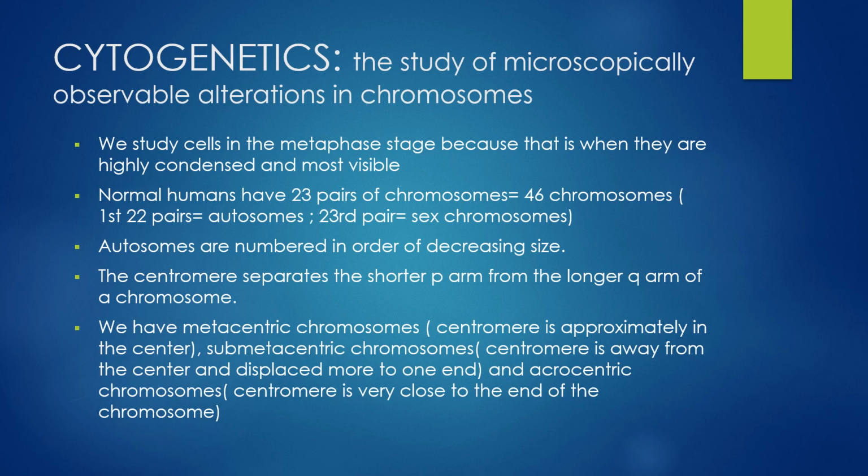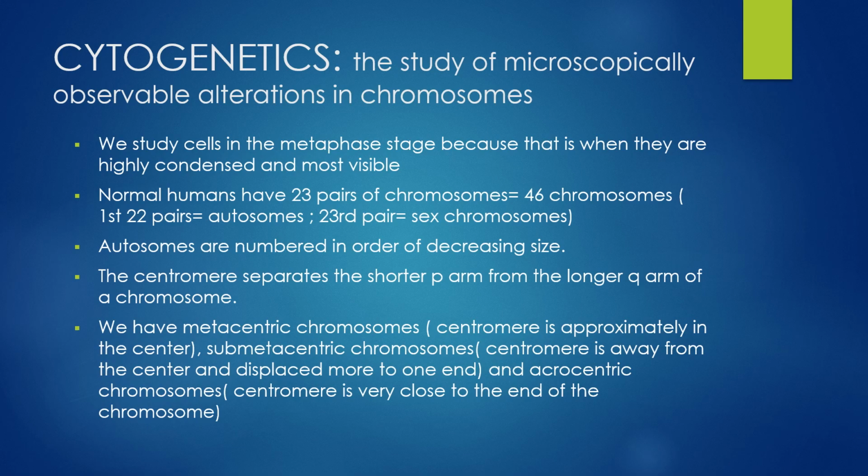Okay, so now we are entering the world of cytogenetics. This is basically the study of microscopically observable alterations in chromosomes. I do want us to take note of the fact that we study cells in the metaphase stage because that is when they are highly condensed and most easily visible. Now, normal humans do have 23 pairs of chromosomes. That gives us a total of 46 chromosomes. This is divided into 22 pairs of autosomes, and our 23rd pair being our sex chromosomes, that is our X or our Y. Also, we should take note of the fact that autosomes are numbered in order of decreasing size.